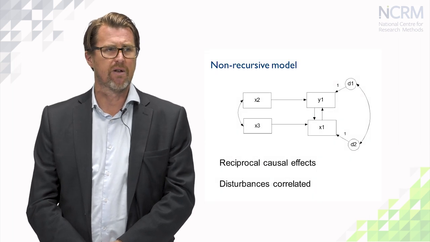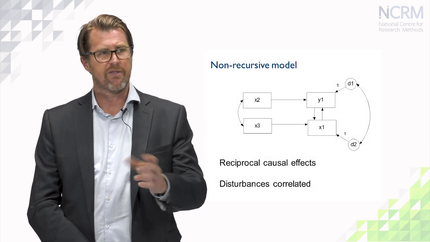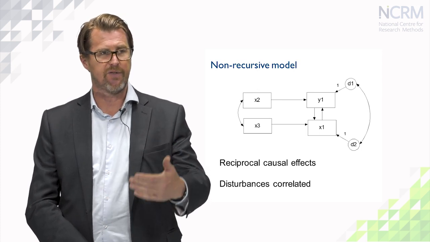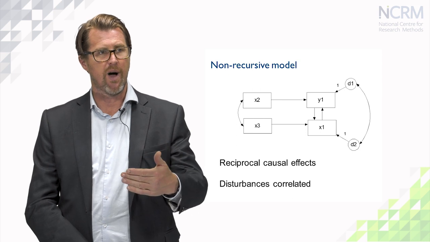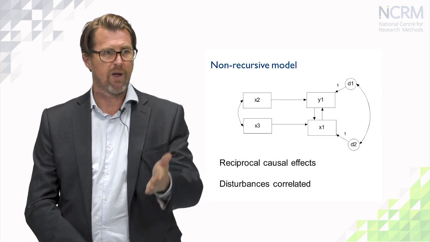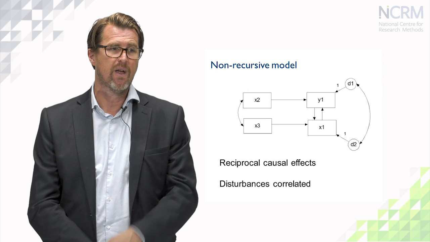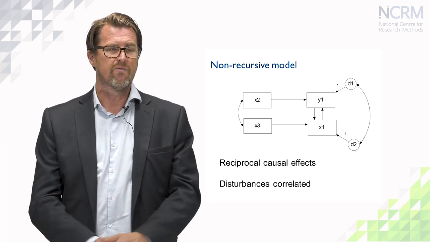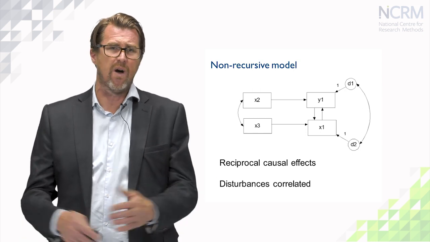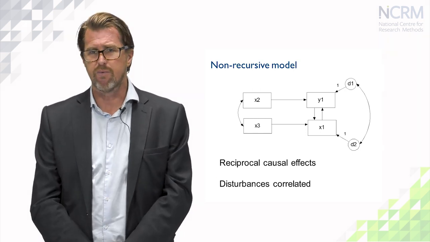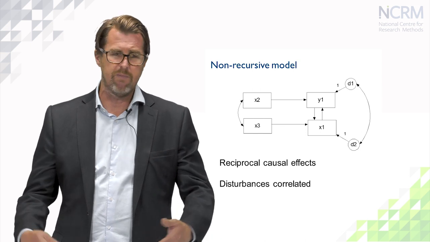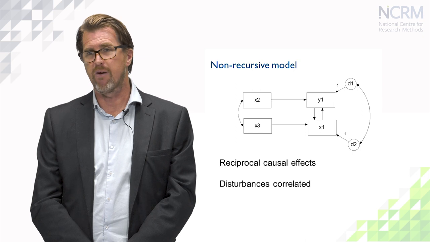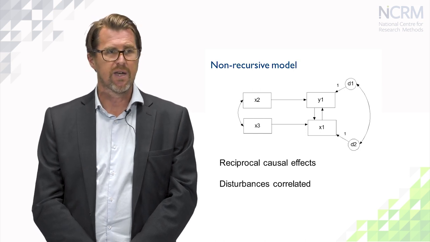A non-recursive model, on the other hand, will have some kind of feedback loop. And here you can see that there is such a feedback loop between y1 and x1. So x1 is causing y1, and y1 is causing x1. So these are reciprocal effects. And this is actually quite a plausible kind of causal mechanism. There are many examples of situations where we would expect two variables to be causing each other.